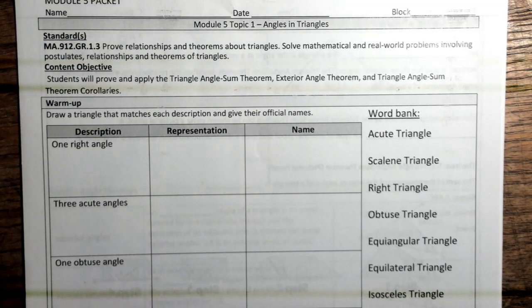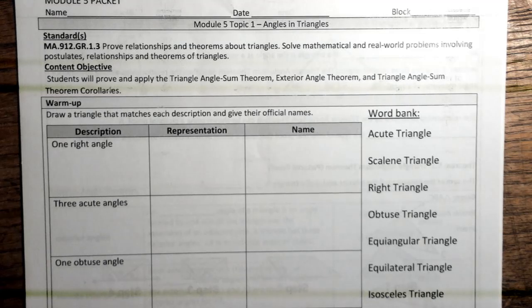Welcome back, students. In this video, I'm going to do Module 5, Topic 1, Angles and Triangles. The standard for this topic is GR 1.3, Prove relationships and theorems about triangles, solve mathematical and real-world problems involving postulates, relationships, and theorems of triangles. The objective for this topic, you guys are going to prove and apply the triangle angle sum theorem, the exterior angle theorem, and the triangle angle sum theorem corollaries.